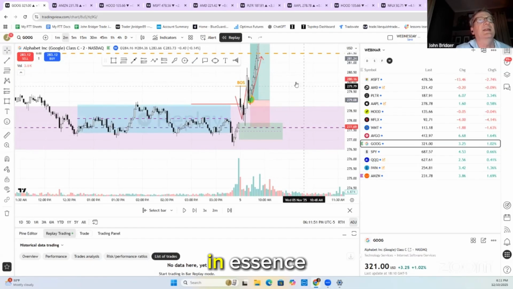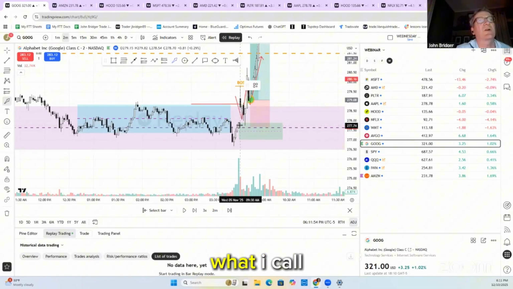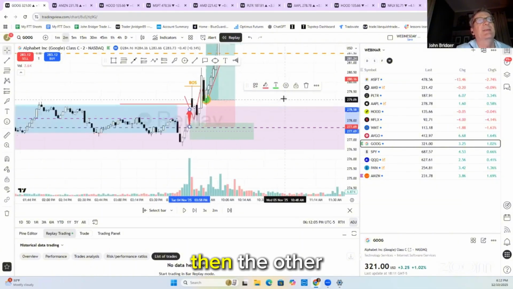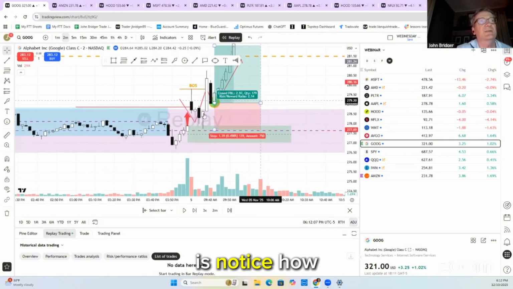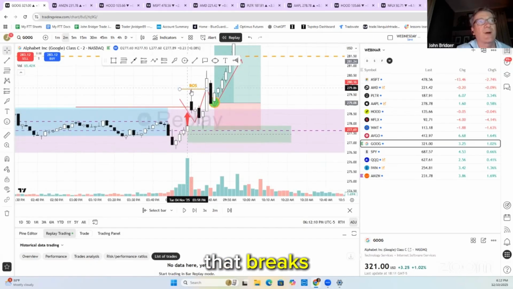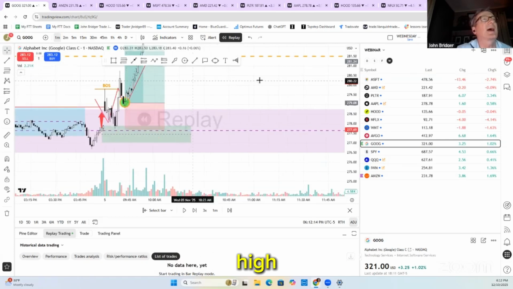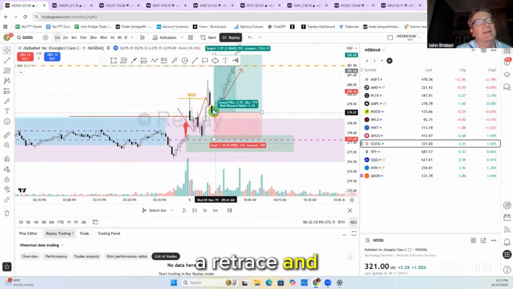So in essence, you got confirmation, but this is what I call created demand, right? There's confirmation there's buyers here by virtue of this gap up. So what you do is you wait for it to come in, right? It taps that demand. Then the other confirmation you get is notice how you get this candle that breaks the opening high, right? Then you get a retrace and the beginning of buyers coming back in, right?